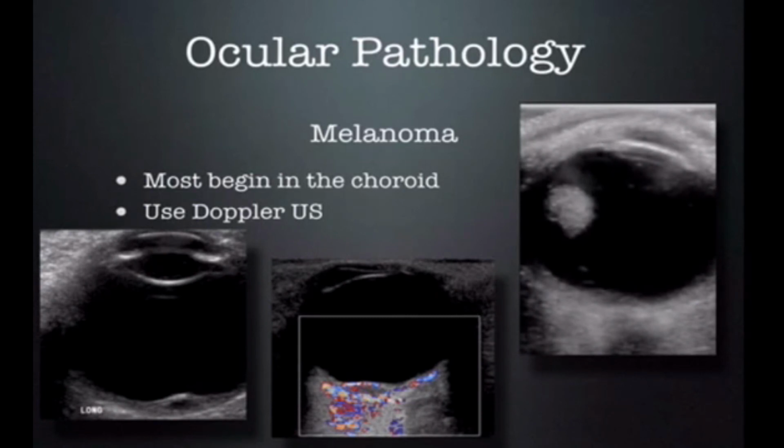You will run into melanoma on occasion. Melanoma will appear as a hypoechoic structure. It's generally in the choroid, or at least begins in the choroid. It may become pedunculated and be hanging off into the vitreous. If you put on Doppler, you can see the blood flow around it because it's in the choroid. Remember, the choroid has the blood supply of the retina. So if it's in the choroid, it'll have blood supply all the way around it.